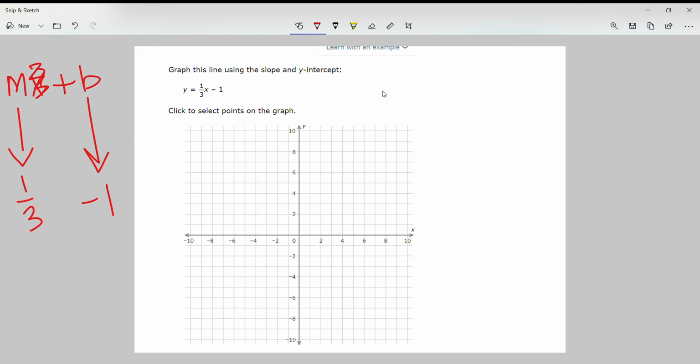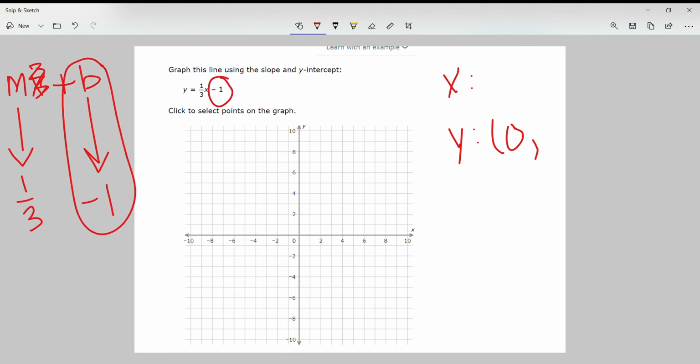So how do we find our first plot y? We need x and y to even have two plots, correct? So our y is always going to be 0 and then whatever number we have here under our b. We have 0, -1, okay? Now we need to find what our x is. Now we find our x by doing our slope, and our slope is 1/3.